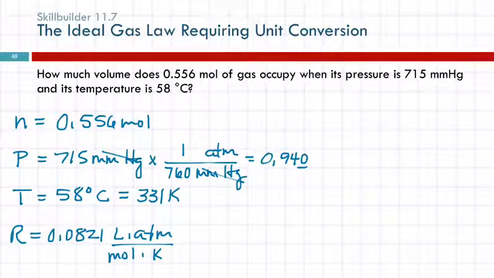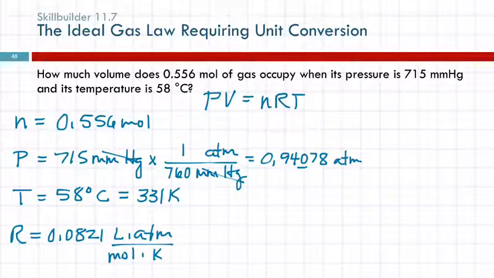0.940. There's my 3 significant figures. Put down 2 extras, atmospheres. Don't round things before the final ending answer. Make a note of sig figs, but don't round it all off. So we're looking for volume. PV equals nRT. We're solving for volume, so we divide by P on both sides. And volume equals nRT over P.